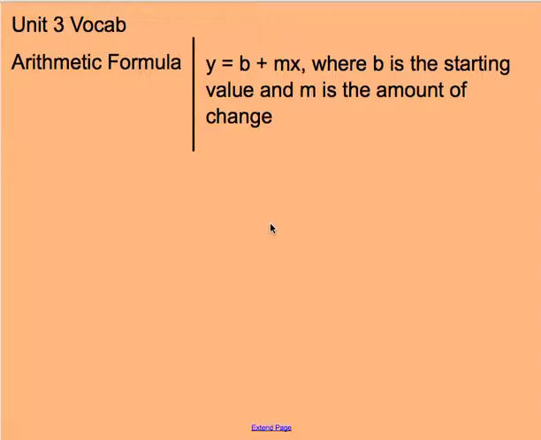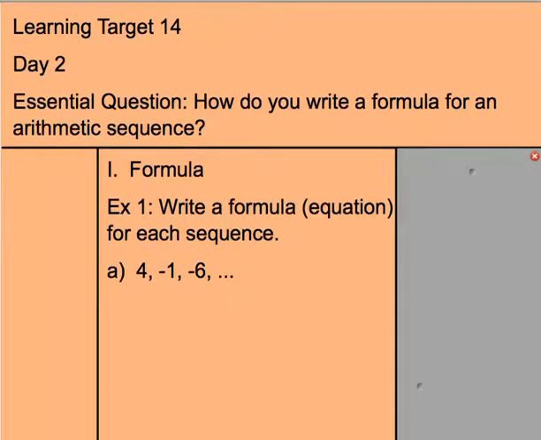So b is the starting value for our sequence, meaning the first number in the list. And m is our amount of change, or our common difference. We started looking at that yesterday. So let's take a look at how that works. Our essential question today is, how do you write a formula for an arithmetic sequence? Another word that we could use instead of formula is equation, depending on which term you prefer.